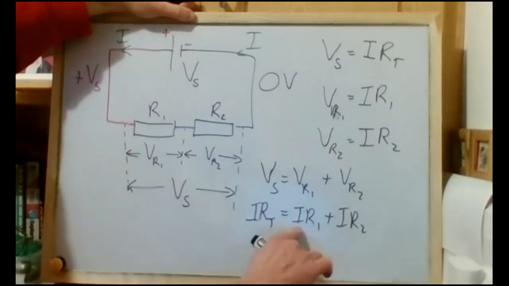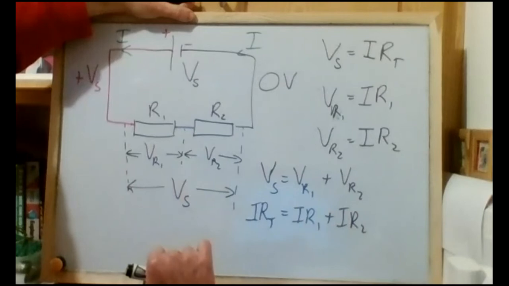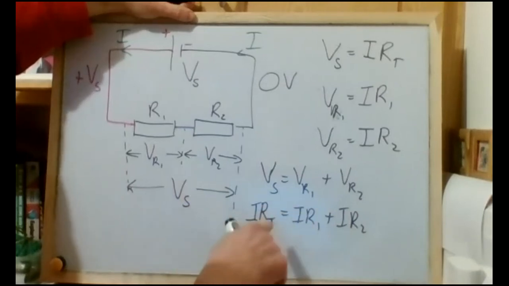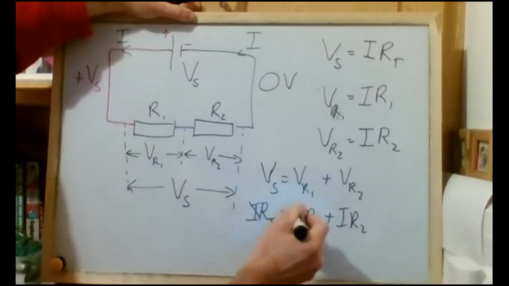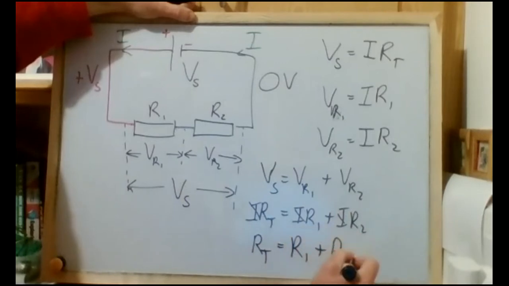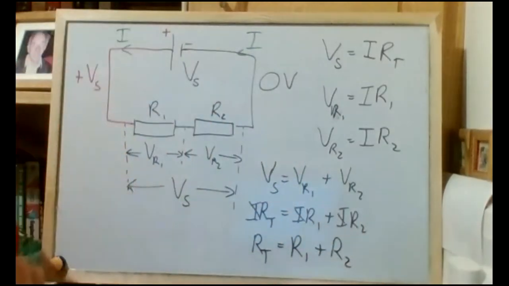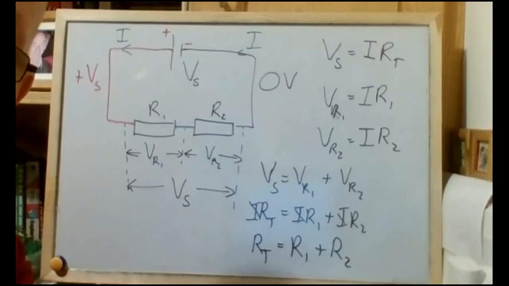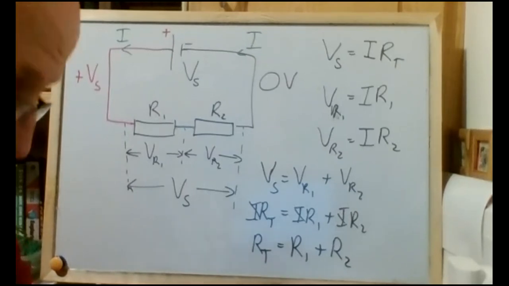Now you see I appears in all of these. That means it's a common factor. And if we divide each side of the equation by I, it disappears. And we end up with a very simple equation: the total resistance, when you have two resistors in series, you just add the resistors together. Okay, very, very simple formula. And that works if you've got three resistors in series, you add the three resistances together. Okay, very straightforward.